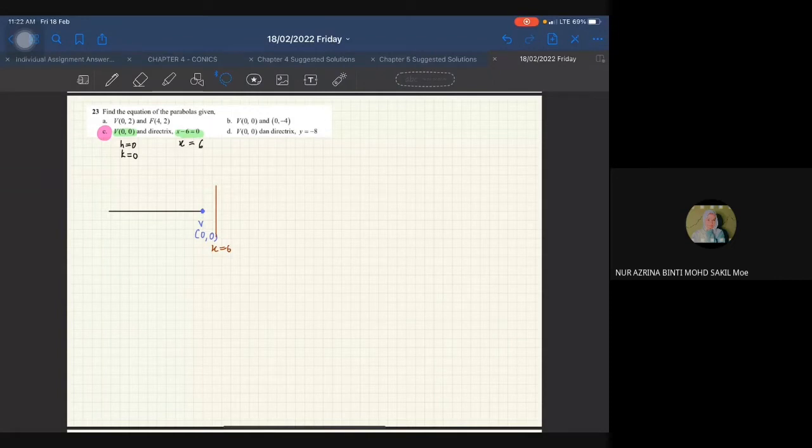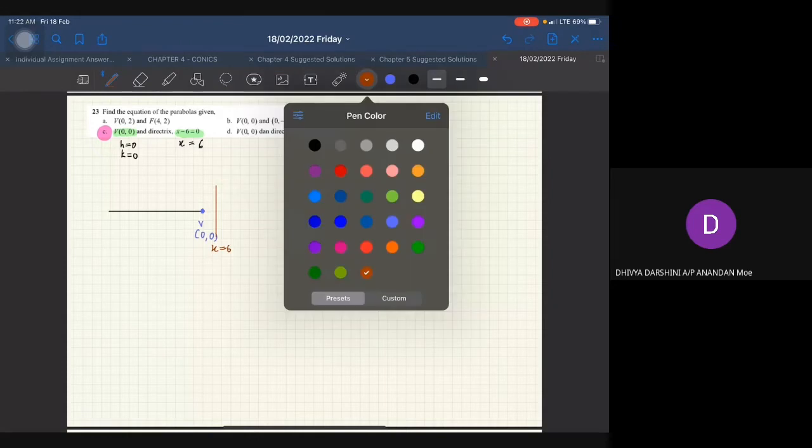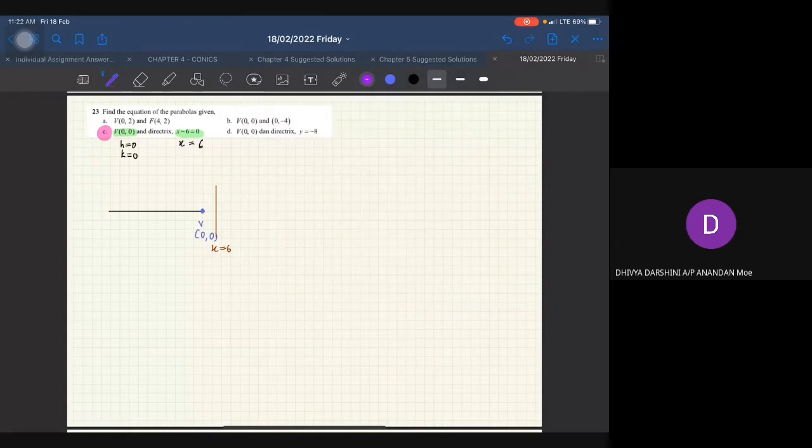Alright, so this one, tolong jawab soalan saya. Dia open to the left ke open to the right? Open to the left, betul, exactly. Okay, so apa dia open to the left? Sebab kita tahu the directrix dia akan duduk di luar kita punya parabola. Dia tak boleh intersect dengan kita punya parabola. Okay, so meaning that this is how our parabola look like. Okay, so ini adalah rupa parabola kita.